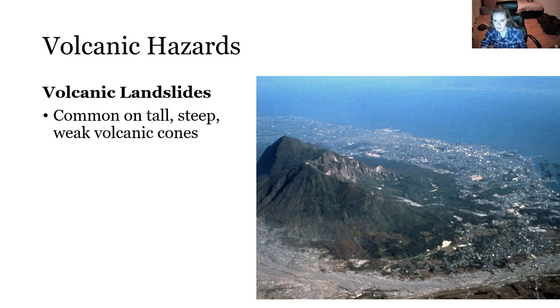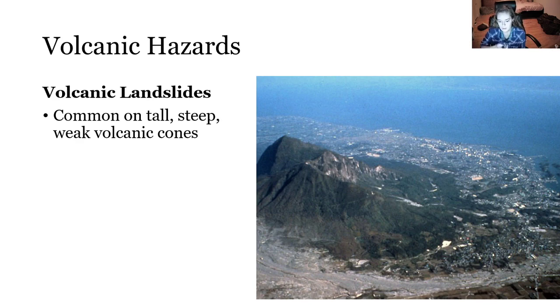So then our last hazard is volcanic landslides. A landslide is different from a lahar because a lahar is more of a mud flow, whereas this is generally larger and moves very fast. These are common on tall, steep, and weak volcanic cones.